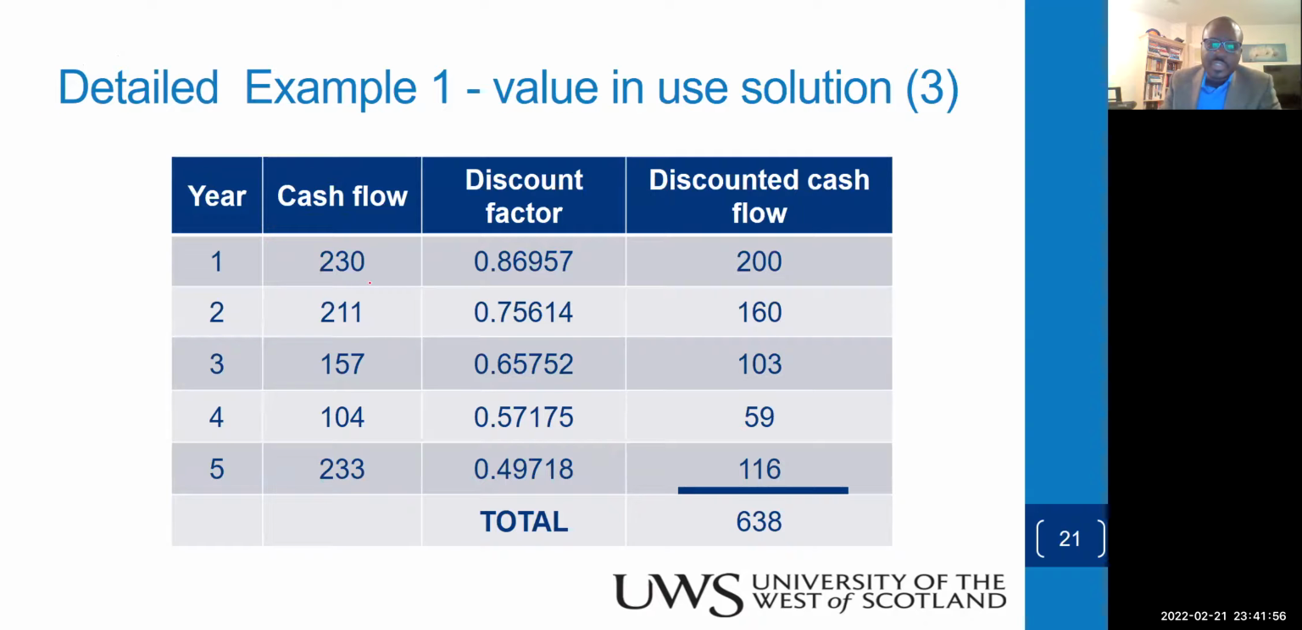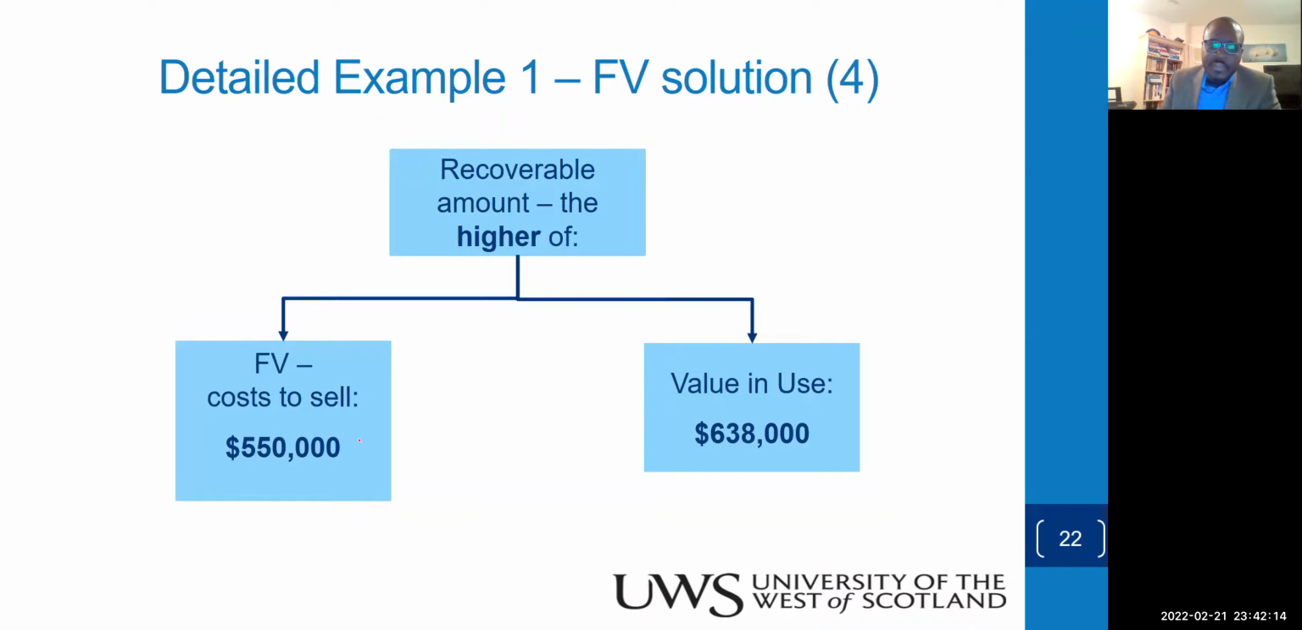So this is what we get. All your future values for the years, multiply them against each discount factor, and you get these answers. And then you sum all of them up to get 638,000 value in use. Now let's compare. Fair value less cost to sell is 550, and the value in use is 638. We have been told the higher of, so it means we end up picking this one.